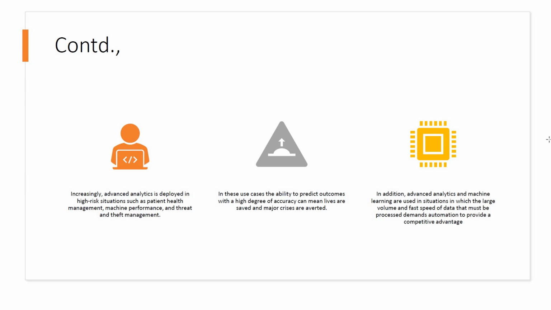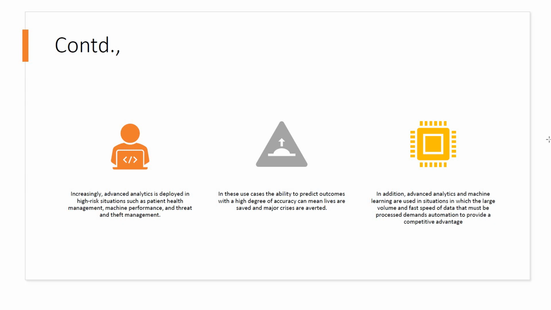Increasingly, advanced analytics is deployed in high-risk situations. Take an example which can be patient health management or mission performance management or threat and theft management. These are all the areas where advanced analytics is deployed so that we get nice predictions and the results are meeting our expectations. In these use cases, the ability to predict outcomes with a very high degree of accuracy can even save lives, can even save us from major crises, can avoid damages. Also, advanced analytics and machine learning are used in situations in which the large volume and the fast speed of data that must be processed demands automation to provide competitive advantage.